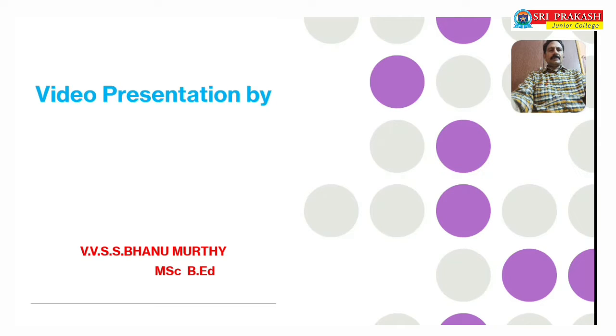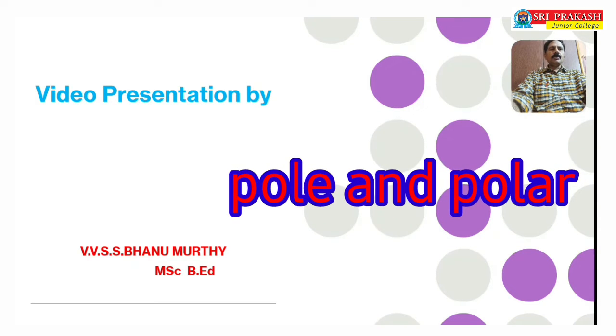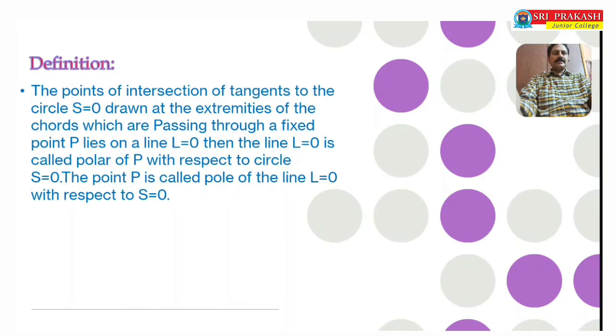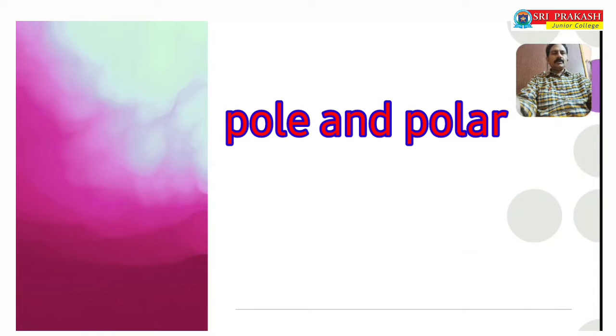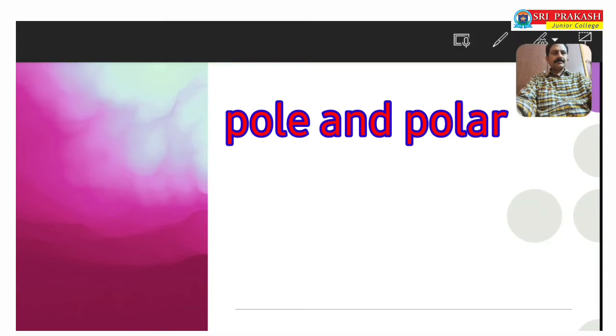Today I am going to take up a small topic from the chapter circles, and the topic name is pole and polar. First let us see the definition, and before going to the definition of pole and polar, let me recall the concept of chord and secant lines. So what is a secant line?